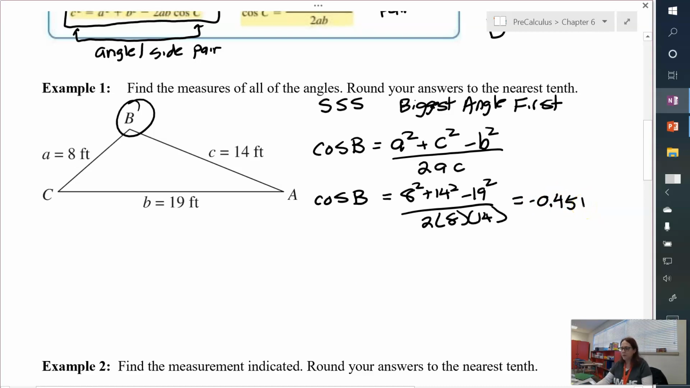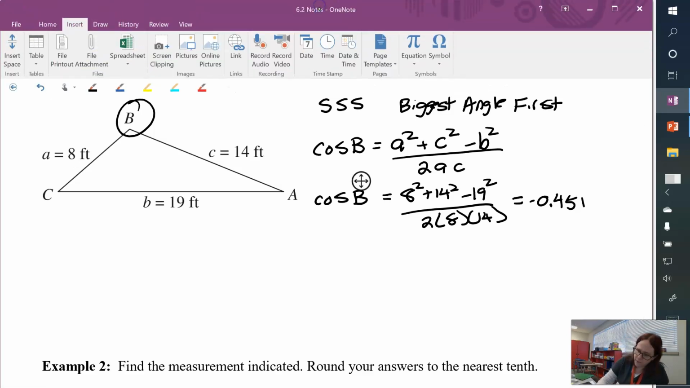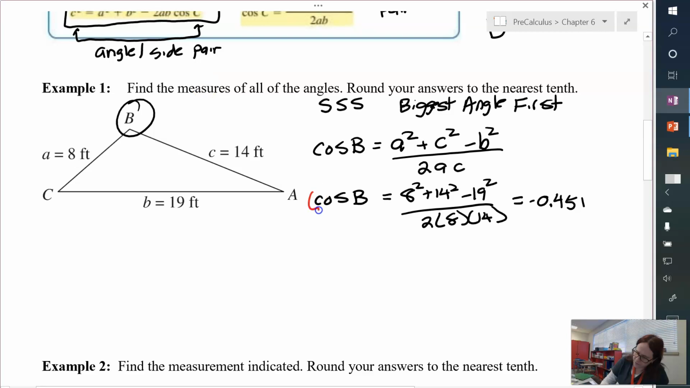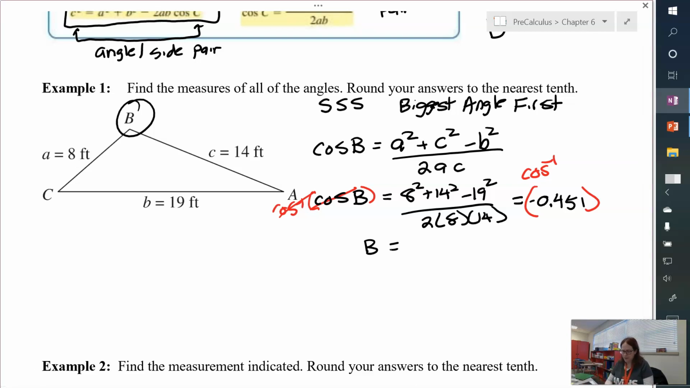Now that I know cosine of b is negative 0.451, I'm going to use the inverse cosine to get the actual value of the angle. On both sides of this equation, do the inverse cosine. Your cosine comes out, so you're left with b equals the inverse cosine of negative 0.451. When I do that, I get 116.8 degrees.